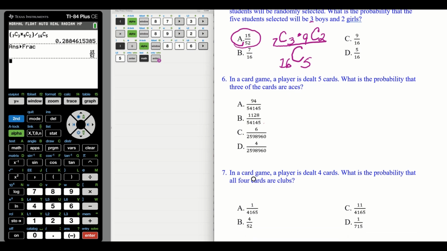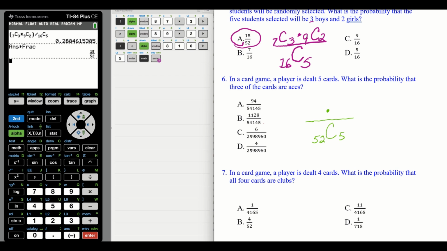Number 6. In a card game, a player is dealt 5 cards. What is the probability that 3 of the cards are aces? Okay, let's write that out. If I could write, that'd be great. Okay, let's do another color. Okay, our denominator. Okay, we know we want 5 cards. We're talking about a total of 5 cards drawn. How many cards are in a deck? That's 52.